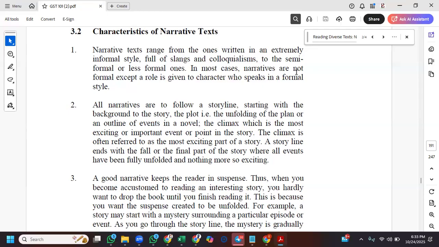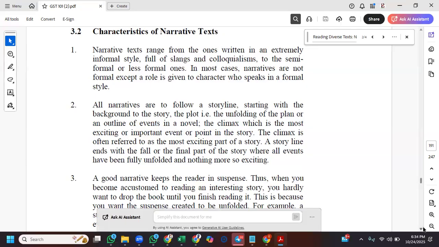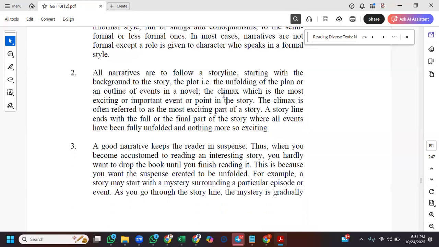That is the climax. The plot, they may ask you a question on the plot too. What is the plot? That is the order in which the writer is outlining the events in the story. Now, a storyline ends with the fall, or the final part of the story where all events have been fully unfolded. So, very important here is that you should know the meaning of climax and plot. Climax and plot. Now, a good narrative keeps the reader in suspense. That is another thing. How did they ask this question?